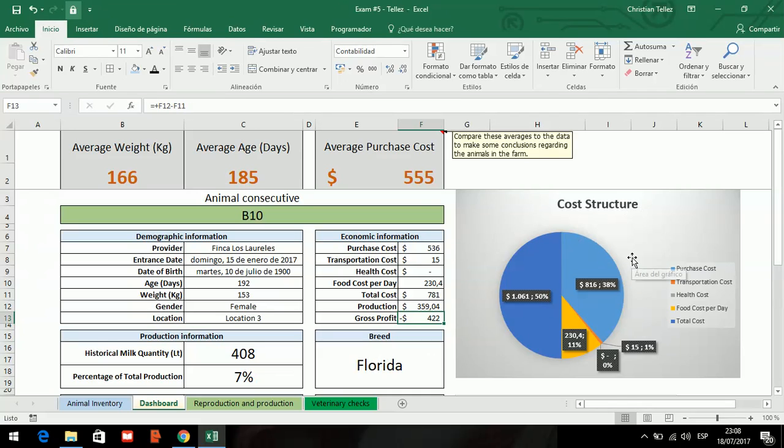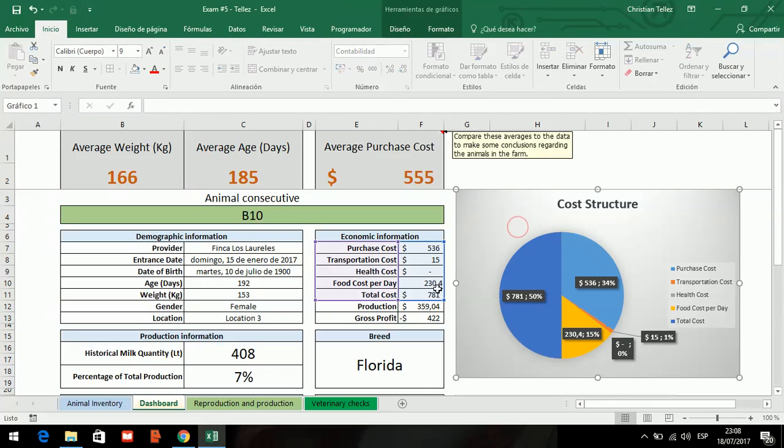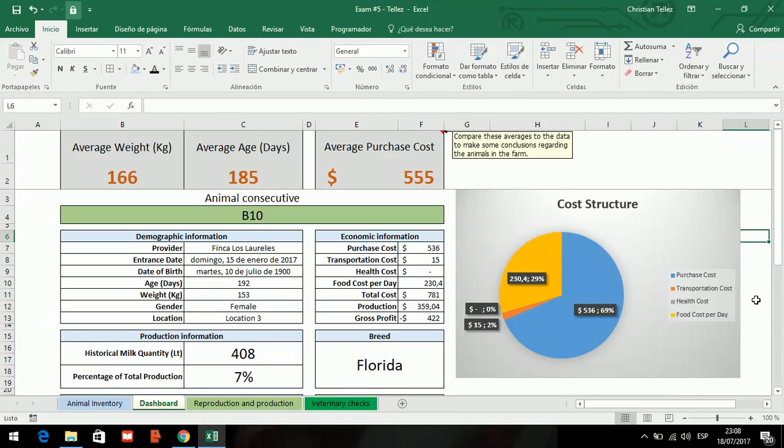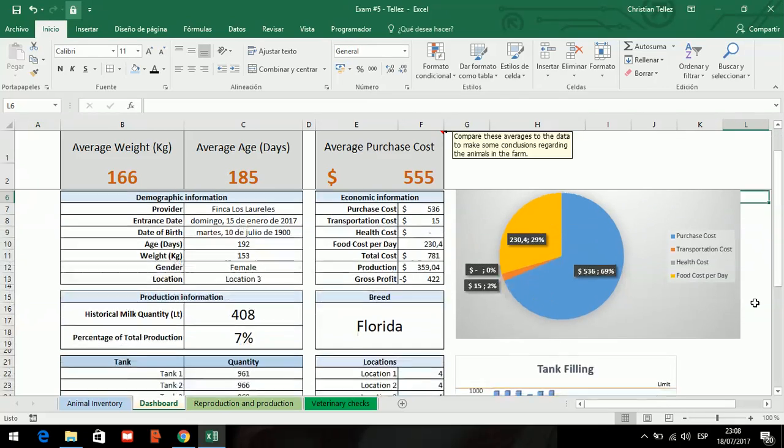We have here the cost structure: the purchase cost, the transportation cost, the health cost, the food cost per day, and the total cost. In this case, we would not include the total cost, so I will change it right now. We can see that the purchase cost is the category that has the greatest value.